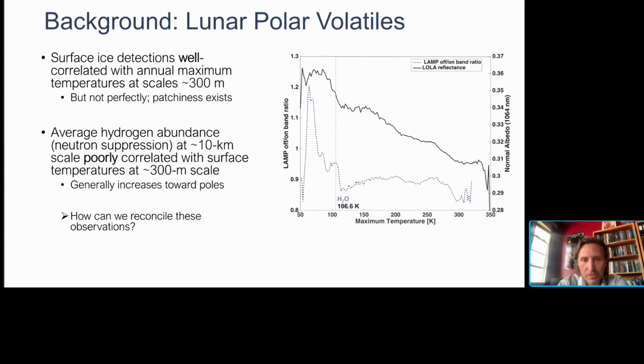And I'll just mention that the plot on the right is meant to reinforce the first bullet, which is that when you look at the surface reflectance and the signature that we'd expect for water ice in the UV to near infrared, those data sets indicate this jump in those metrics at temperatures below 110 Kelvin.